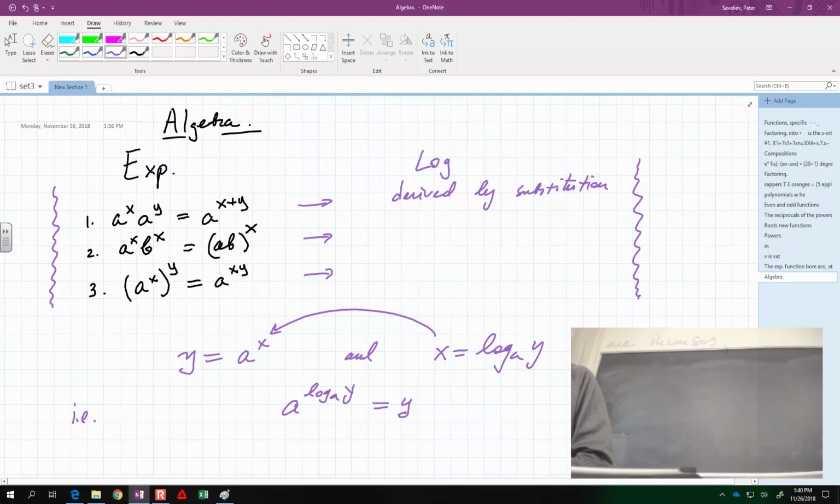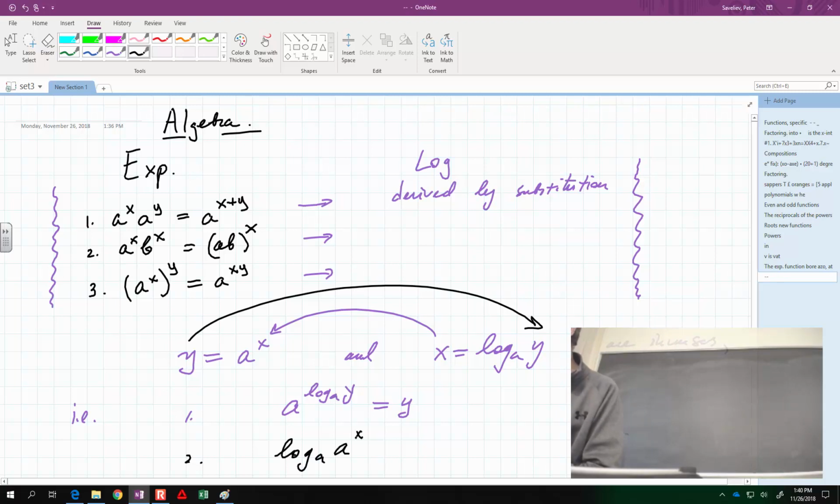So there will be two substitutions. Either I substitute the logarithm into the exponential function, and I end up with the same thing: a taken to the logarithm base a of y gives me y. And number two, I do the opposite. I substitute the exponential function into the logarithm. So it will be log base a of a^x, and it is equal to x. So this is the cancellation, or undoing the effect of the other function, the idea of the inverse. That's what it means.